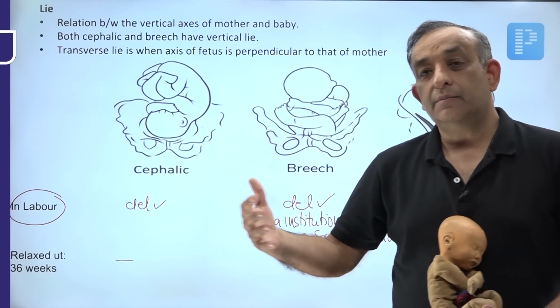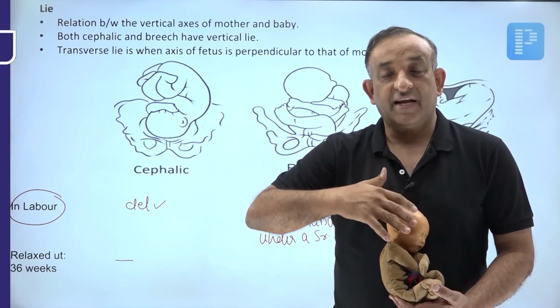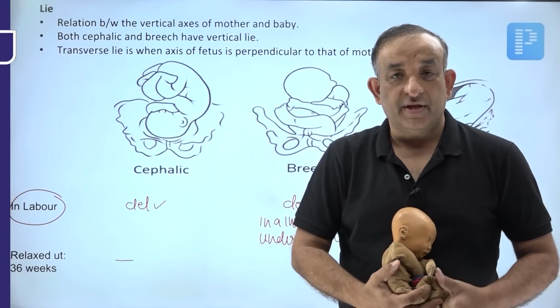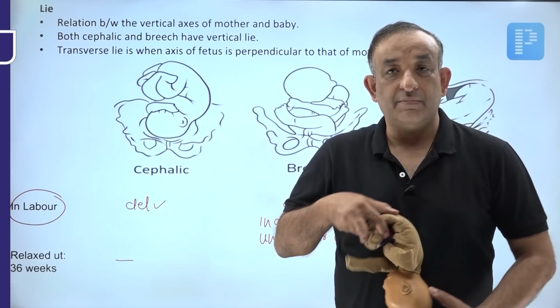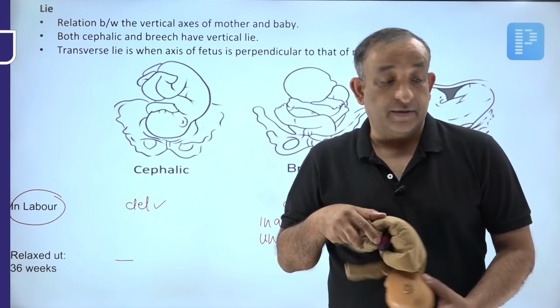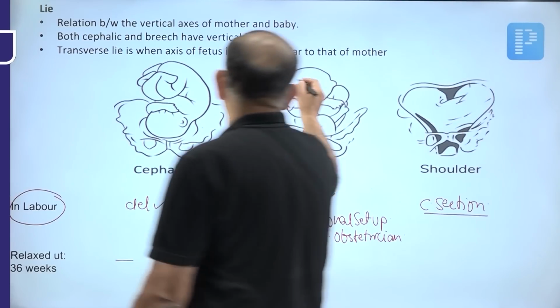I take her to a place where I have an ultrasound machine. One of my friends is holding the ultrasound machine and I can see the baby and the heart rate, and I hold the baby and turn the baby under ultrasound guidance and make him cephalic. So that is what is known as a version. What are we doing? We are doing an external cephalic version.